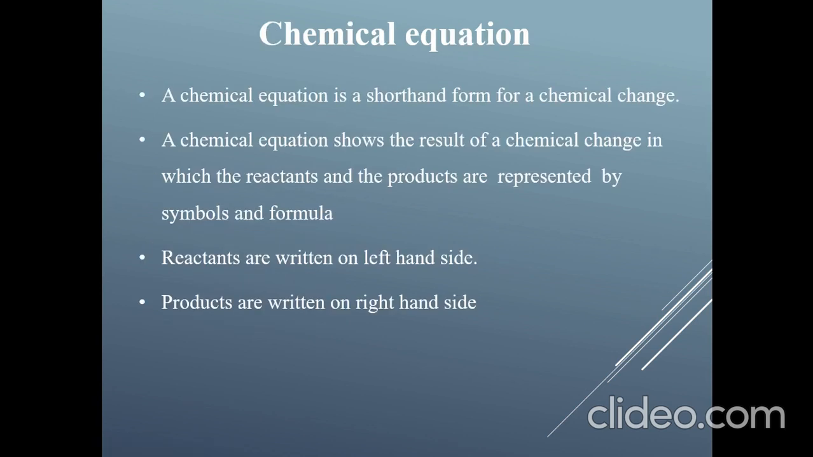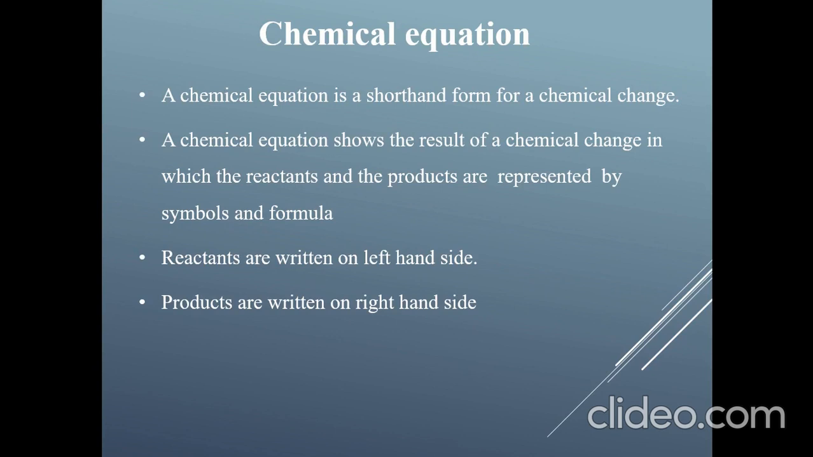Now let us study about the chemical equation. A chemical equation is a shorthand form for a chemical change. A chemical equation shows the result of chemical change in which the reactants and the products are represented by symbols and formulae. Now let us first understand what are reactants and products.